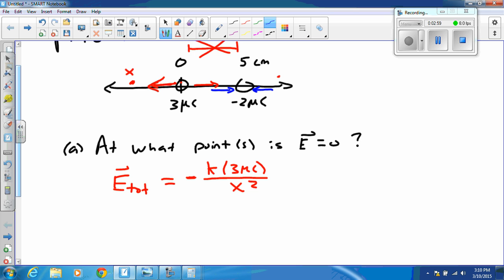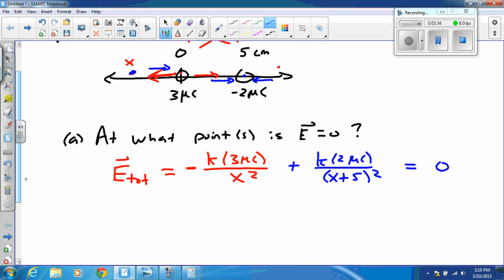Meanwhile, from the negative 2 microcoulomb, we have a field of K times 2 microcoulombs all over the distance, and here the distance is the distance from X to 5 centimeters, which is going to be X plus 5 squared. And because the negative 2 microcoulomb charge is negative, the field contribution from it is going to pull to the right. So this gives me a plus. And all of this field now is supposed to add up to 0.